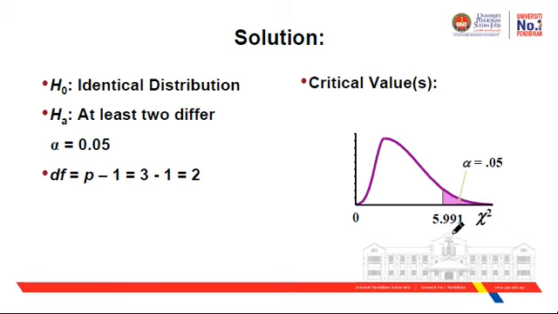Okay, please remember the chi-square distribution is always skewed to the right, and the rejection region is always at the right tail. For this question, we have alpha 0.05, so you refer to the chi-square table, alpha 0.05 and degrees of freedom 2, you will get chi-square equal to 5.991. So this is your critical value. After this, you calculate your test statistic and then compare it to this critical value.